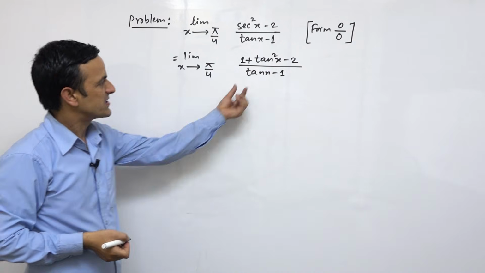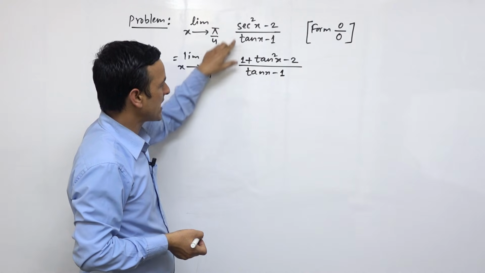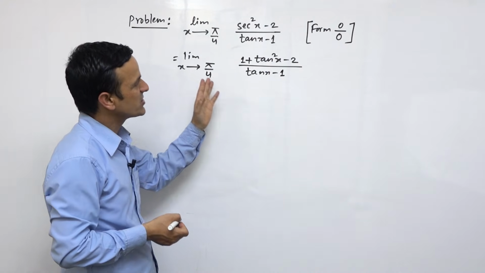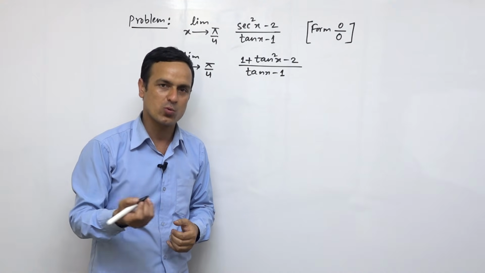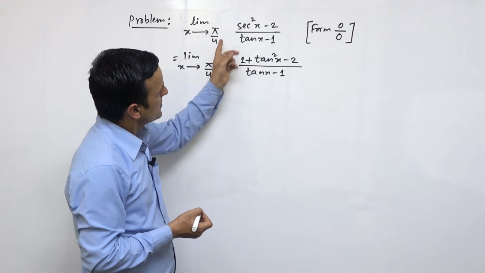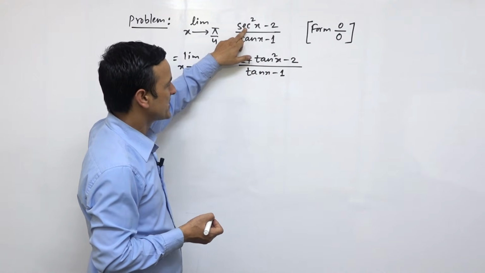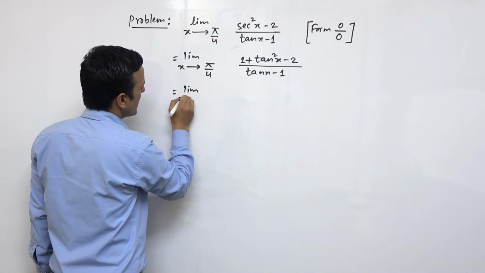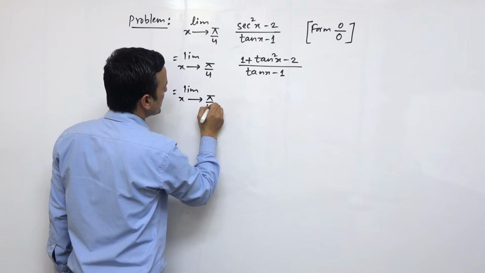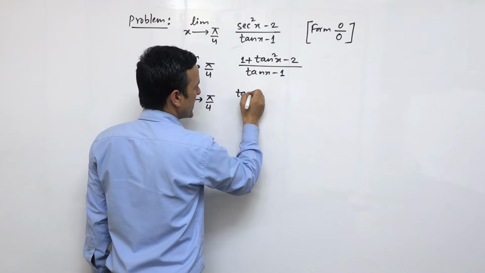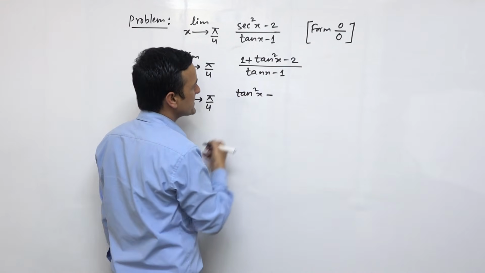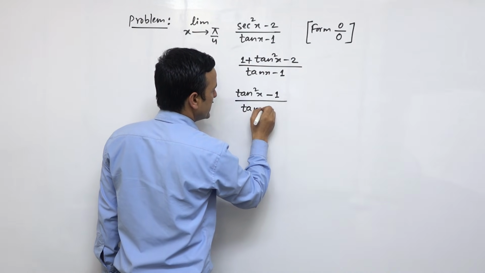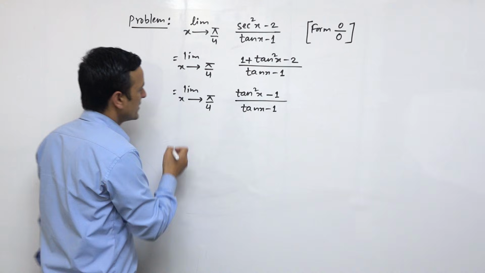Keep the denominator the same and convert sec square in the numerator into 1 plus tan square using the relation. As you know, sec square minus tan square is equal to 1. So from this relation we can write sec square as 1 plus tan square. So limit x tends to pi upon 4 of tan square x minus 1, minus 2 means it is 1, divided by tan x minus 1.